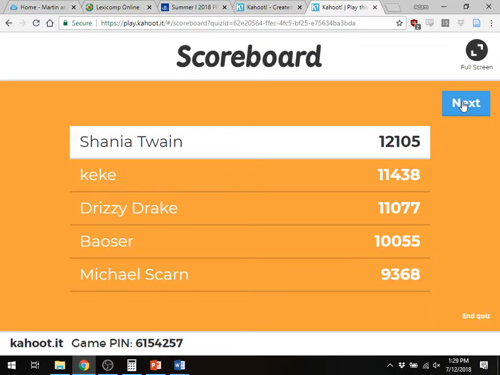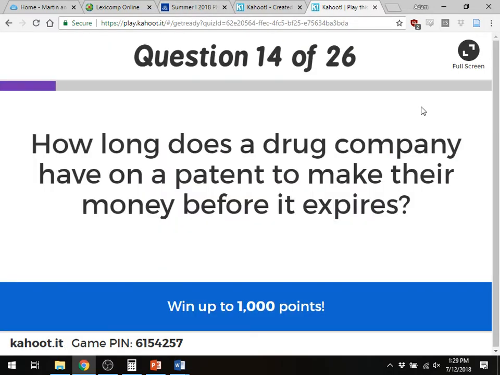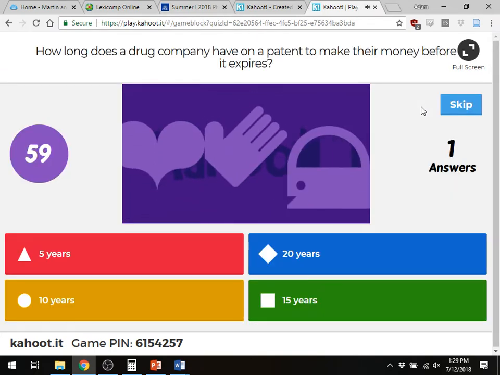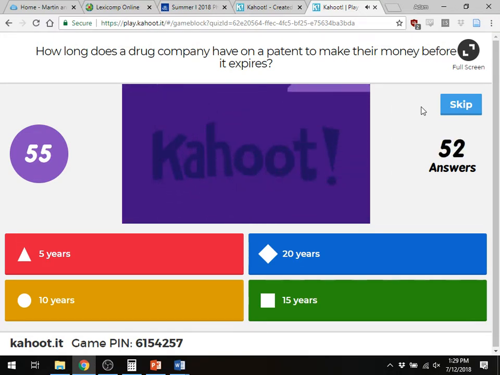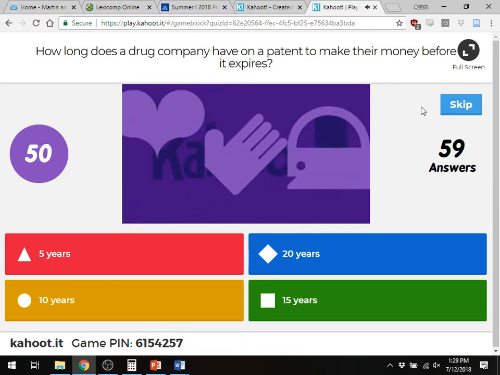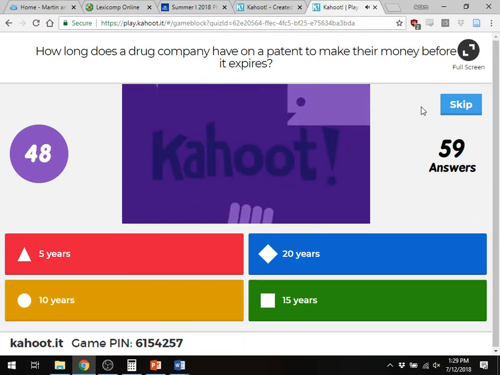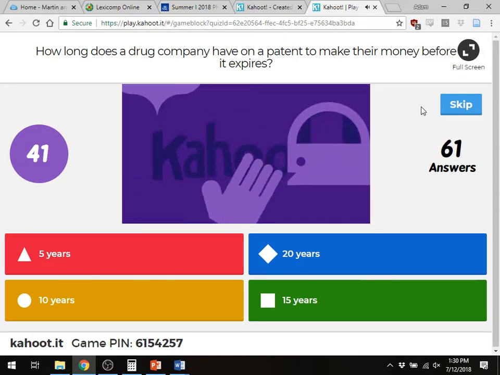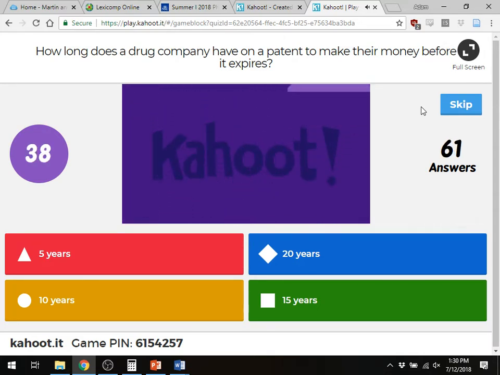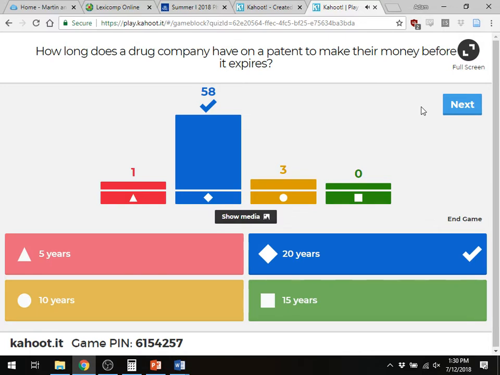All right. How long does a drug company have on a patent to make their money before it expires? Good thing I overtalk. Did she leave? Okay, she had her answer. Good. It's 20 years. Good job, everyone.